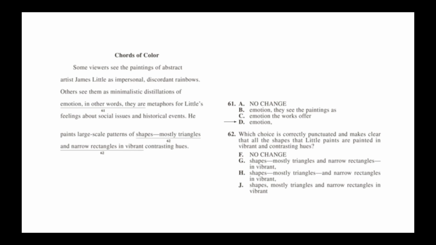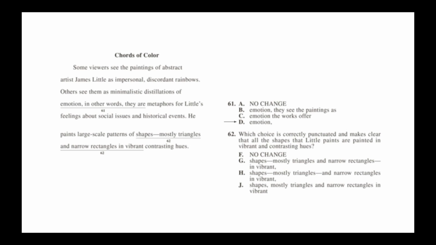If we go to question 62, which choice is correctly punctuated and makes clear that all the shapes that Little paints are painted in vibrant and contrasting hues? The important part of question 62 is that the question is asking which choice is correctly punctuated and makes clear. So those are the 2 things that we're going to have to be focusing on. So you would have to pick the choice that is most correctly punctuated and makes the idea most clear.